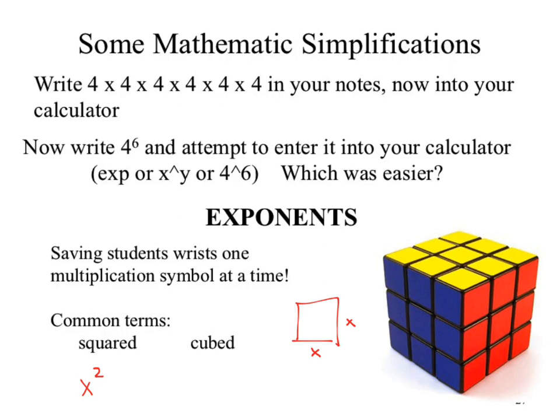Cubed? X to the third. Because if I looked at the volume of a cube, length times width times height, I have those three things being multiplied. One is volume and one is area because of the dimensions you're looking at. Questions about that?